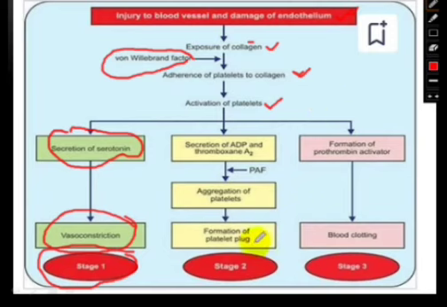So stage 2. Stage 2 is the formation of the platelet plug.